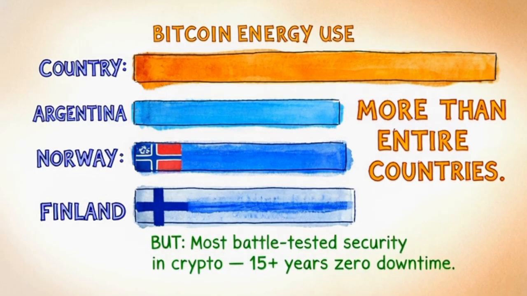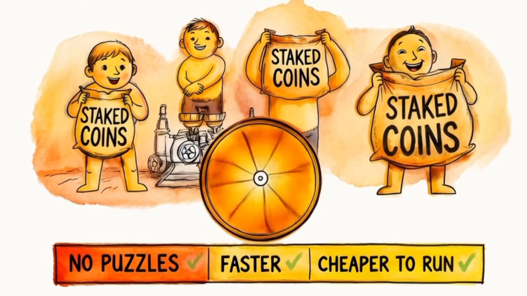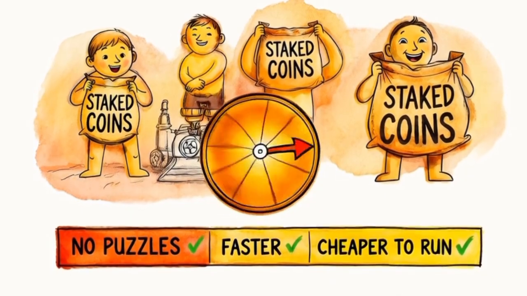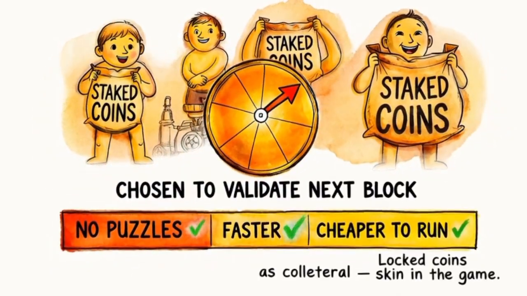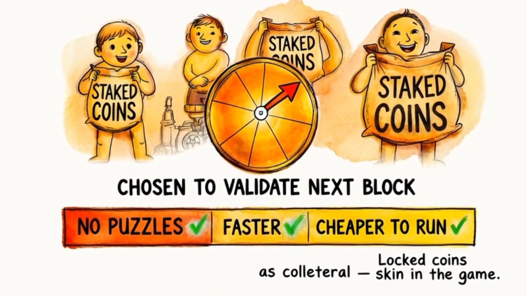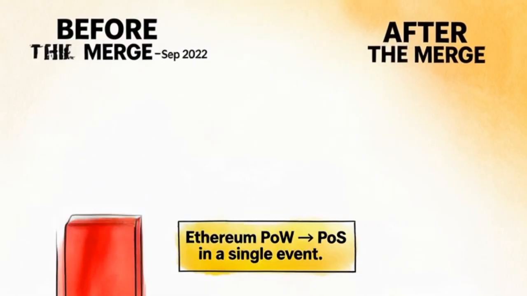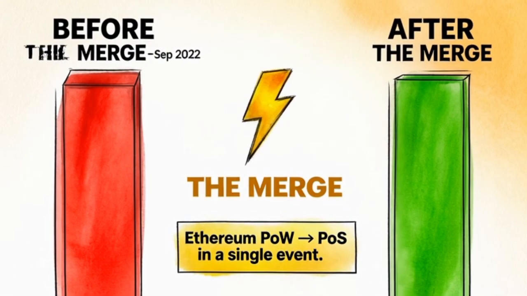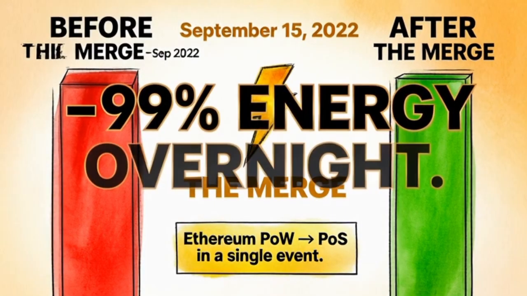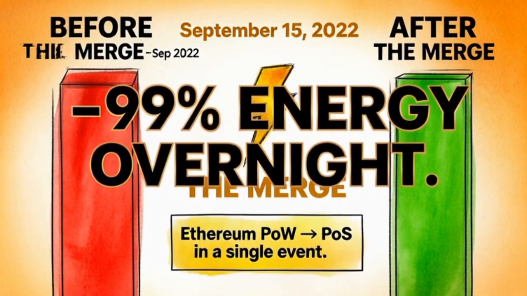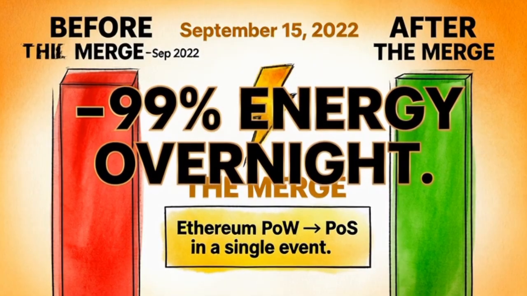Proof of stake works differently. Validators are chosen to add blocks based on how many coins they have staked, locked up as collateral. No energy-intensive puzzles. Much faster, much cheaper to run. Ethereum switched to proof of stake in September 2022, called the merge, and cut its energy consumption by over 99% overnight. Then there are variations.